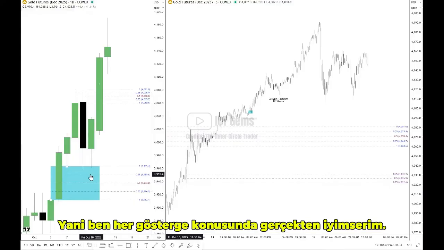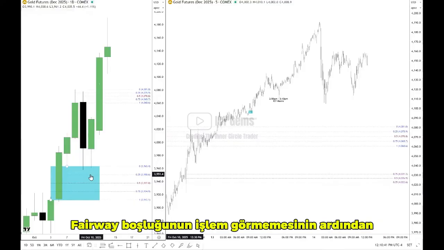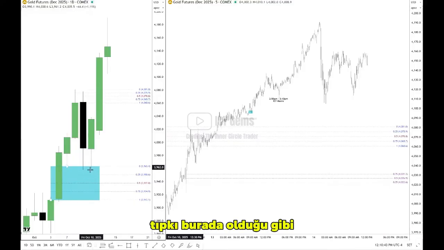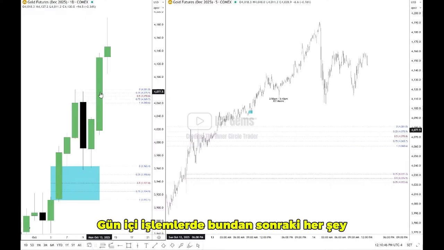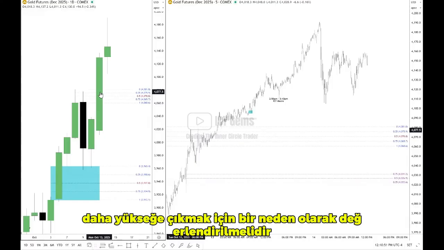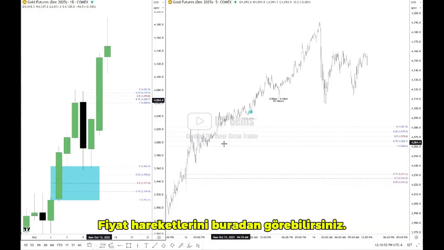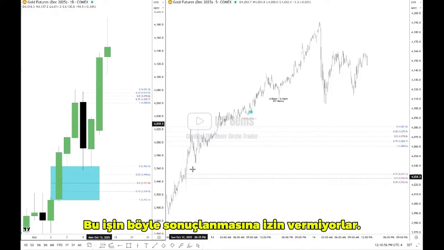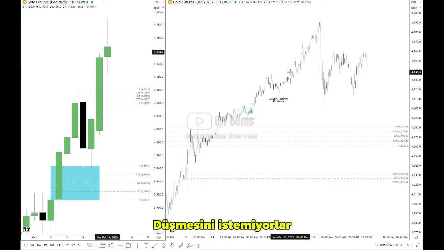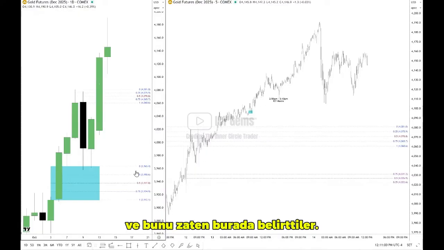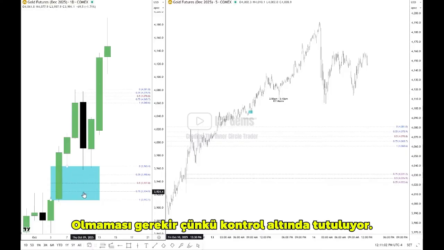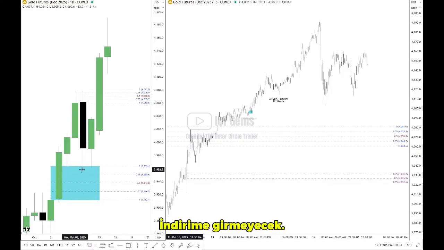Like I'm really bullish. And every indication post fair value gap not being traded into like it does here, everything past that on an intraday that's a discount array should be considered as a reason to go higher. And you can see the price action here. It's just a straight run up. They're not letting this thing go down. They don't want it to go down. And they've already indicated down here that it shouldn't because it's kept at bay. It won't go to a discount.